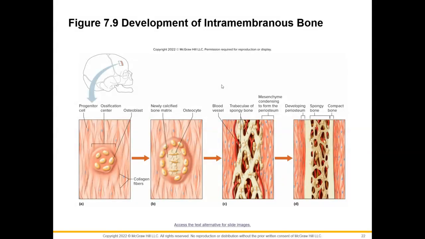This shows that process of intramembranous bone formation. You see the ossification centers. We see laying down of the calcium bone matrix, eventually the trabeculae form, and here we are with the flat bone finally, with developing periosteum and spongy bone and compact bone.